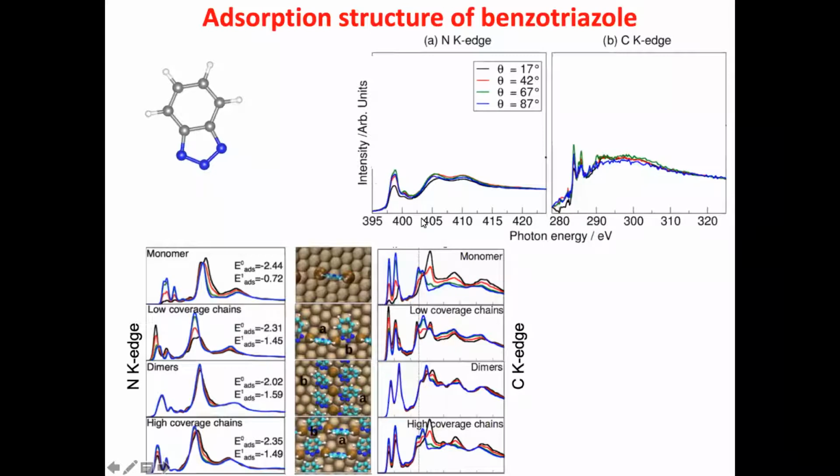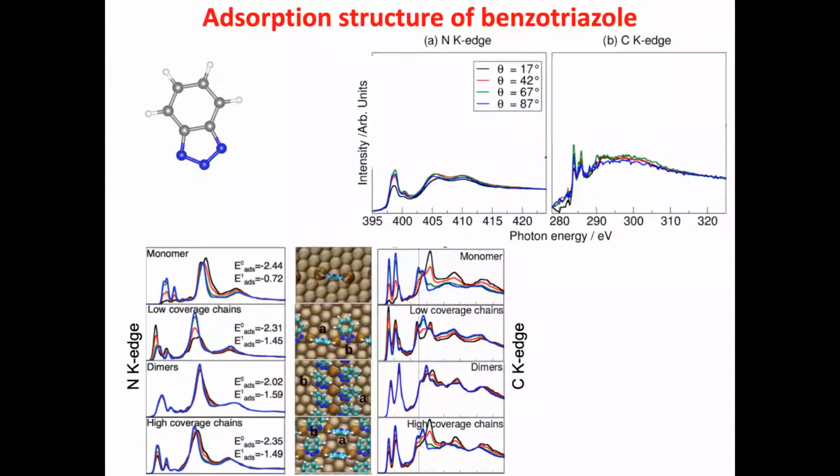And you can see that for the nitrogen, maybe the monomer could go, also the low coverage chains, more or less all of them could go, not super precisely, but yes, they're all okay. However, for the carbon, you see that the highest intensity is obtained for this 67 degrees, which we never see in our theoretical results. So we got really confused.